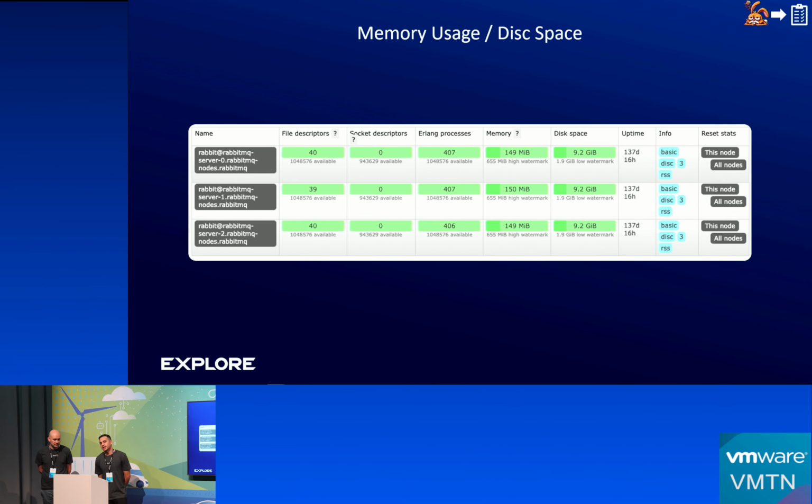The management UI gives us some pretty basic metrics about file descriptors, memory, or disk space. And if memory or disk space runs full, your publishers won't be able to produce new messages, or new clients won't be able to connect to RabbitMQ anymore. But here it's too late if it goes red. Then if the watermark is hit, it will block all publishers.